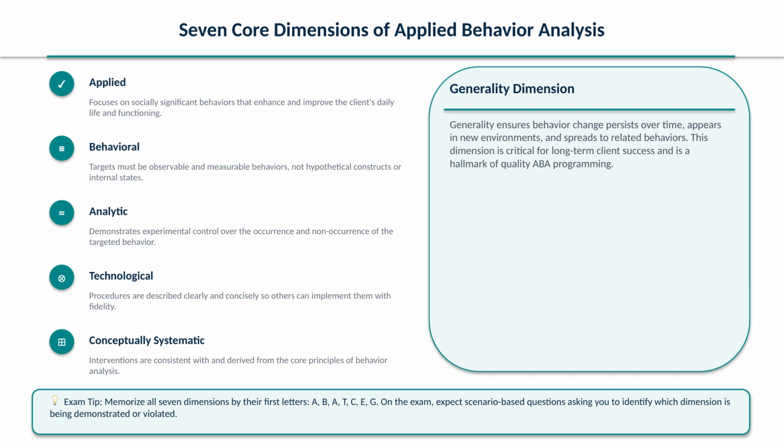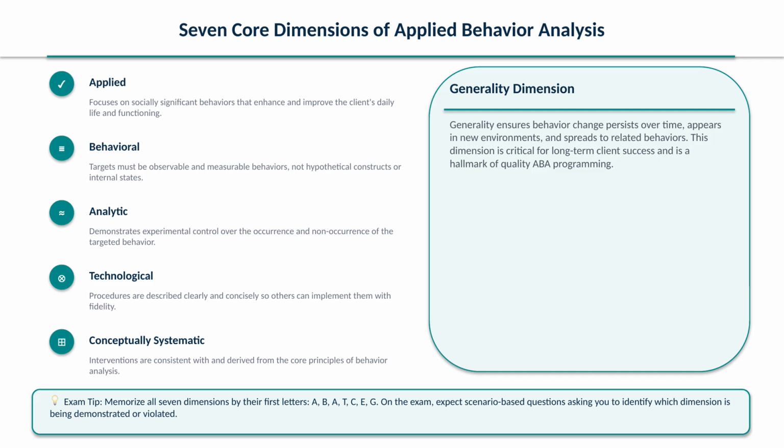Applied means you target behaviors that genuinely matter to the client's daily life, not just convenient or trivial actions. Behavioral insists you focus on observable, measurable events, like raising a hand or completing a task, rather than internal states like feeling frustrated. Analytic requires you to demonstrate experimental control, showing that your intervention caused the behavior change. Technological means your procedures are so clearly described that another practitioner could replicate them exactly.